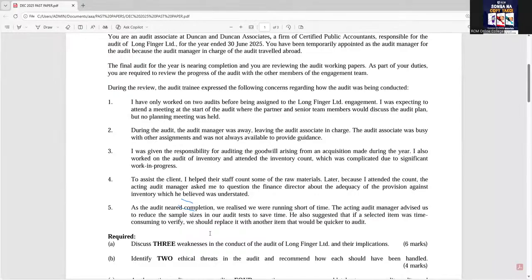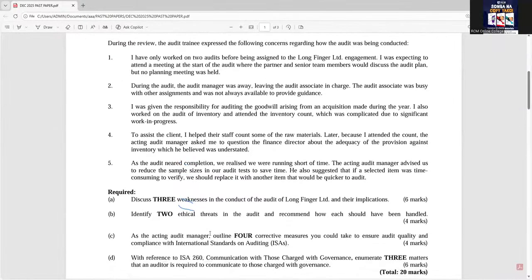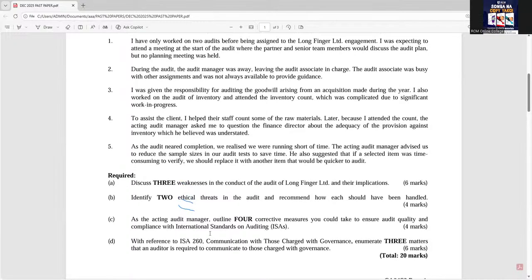So part A of the question calls upon us to discuss 3 weaknesses in the conduct of the audit of Longfinger Limited and their implications. Part B, identify 2 ethical threats in the audit and recommend how each should have been handled. So, threats to the professional code of ethics.